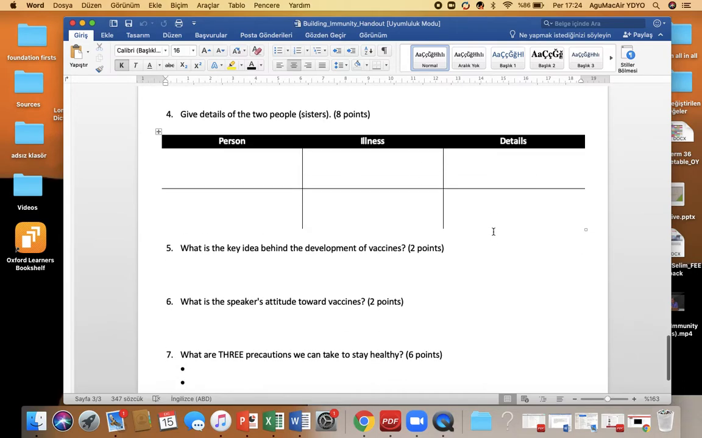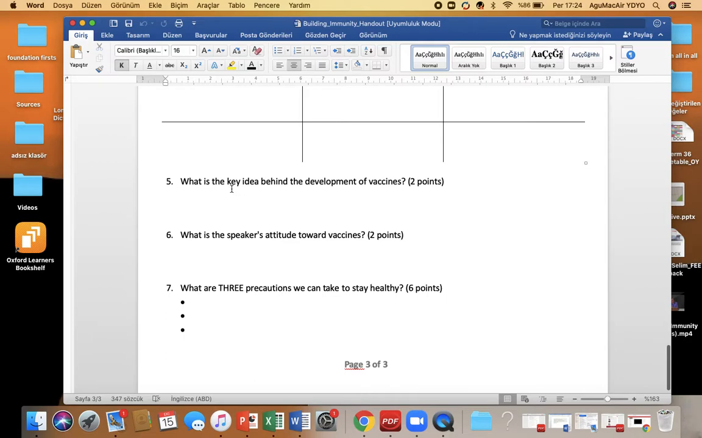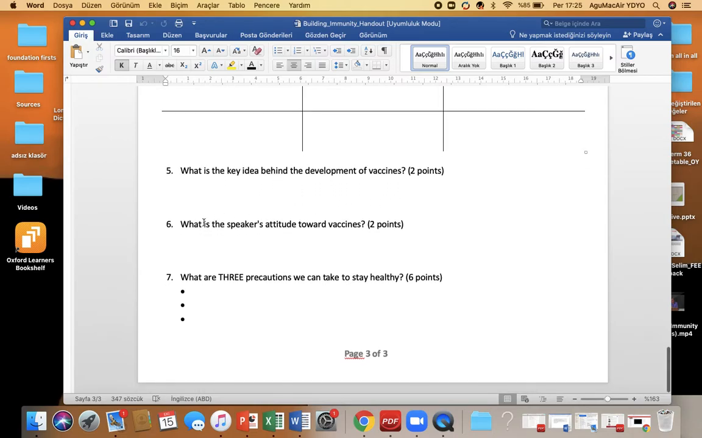So you need to write as much as possible again. And 5, what is the key idea behind the development of vaccines? What's the reason for the development of vaccines, right? Key idea, 2 points. And the other one, what is the speaker's attitude towards vaccines? It means, what does the speaker think about them? Does he or she think positively or negatively about it? And you need to give some details to support his or her idea.